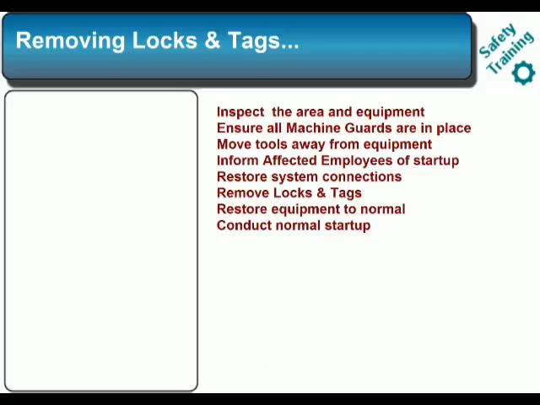Restoring equipment to operational condition after being locked out involves inspecting the area and equipment for hazards, ensuring all machine guards are in place, making sure all tools are away from equipment, informing affected employees of startup, restoring the system connections, removing the locks and tags, and restoring the equipment to normal operating condition. After completing these steps, you or the equipment operator may conduct a normal startup.